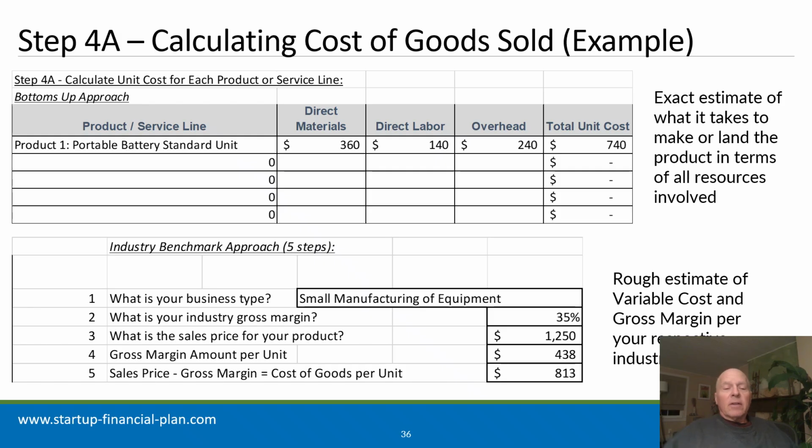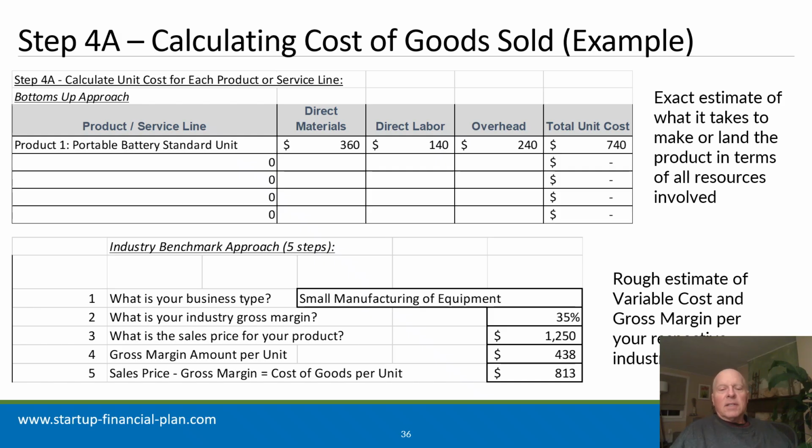Like if I'm selling portable battery units and we hire some labor to assemble it. It's $360 of materials, I should say, to assemble one unit. So I've got to get the materials, assemble it. The labor costs $140. And then we have some factory overheads, $240. So for one unit, the actual total cost to make that one unit is $740.